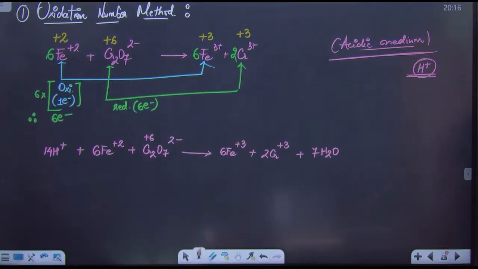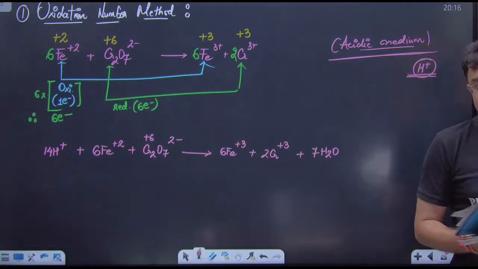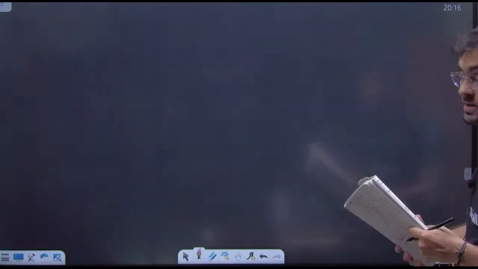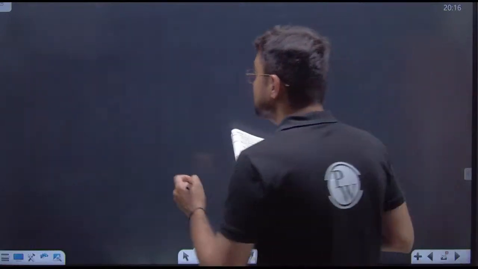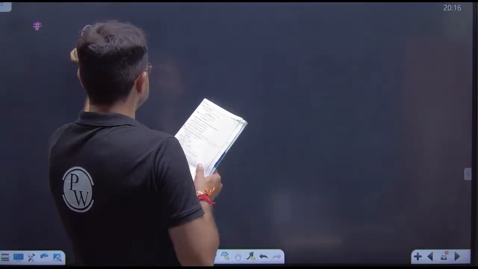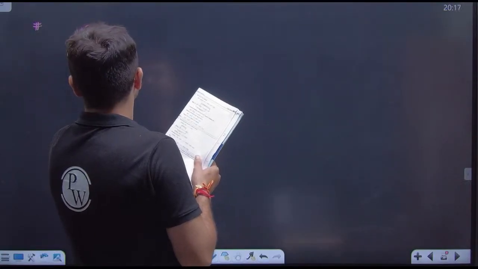No doubt? Okay. Now similarly, let's see one more reaction, but here this reaction is actually taking place in alkaline medium.